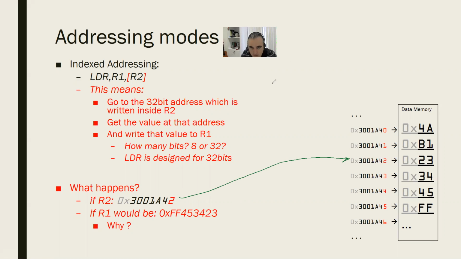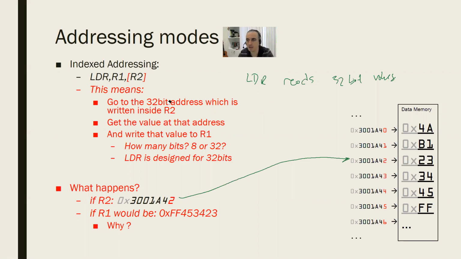Guys, now there's an important definition. LDR reads 32-bit values. So of course the address is 32 bits, but it's going to read 32-bit values from the memory. That's the definition of LDR, because there is a 16-bit version of LDR as well, which is LDR half. But LDR reads 32-bit inputs. So go to that address, read 32 bits, get that value and write it to R1.